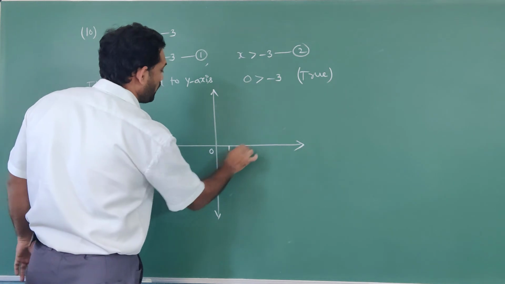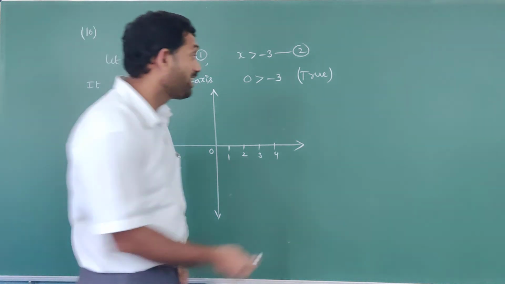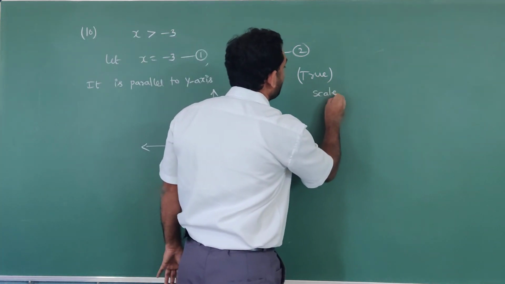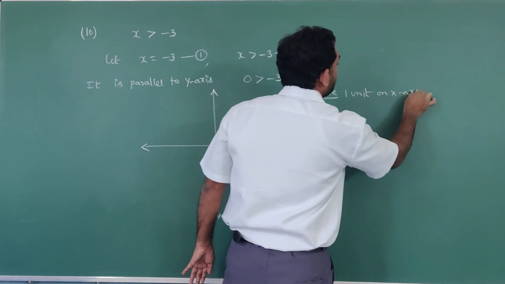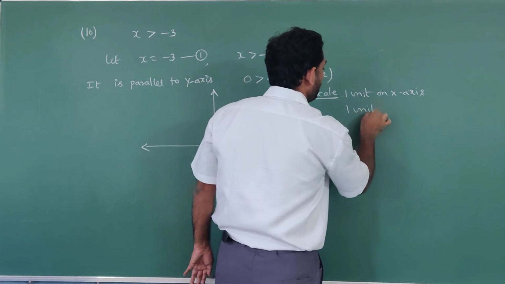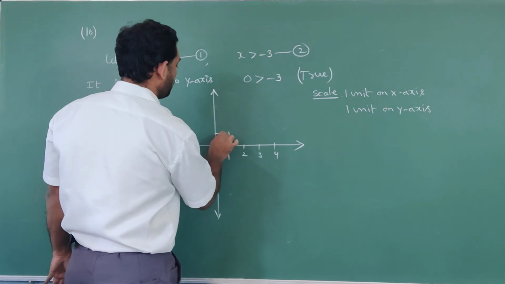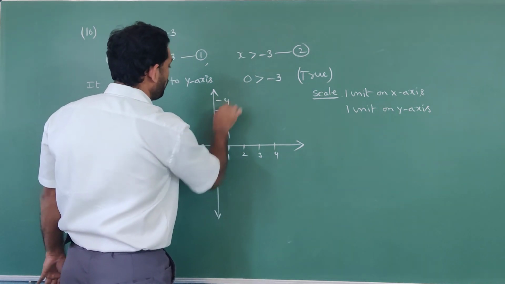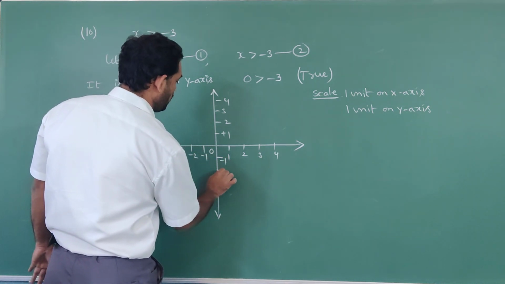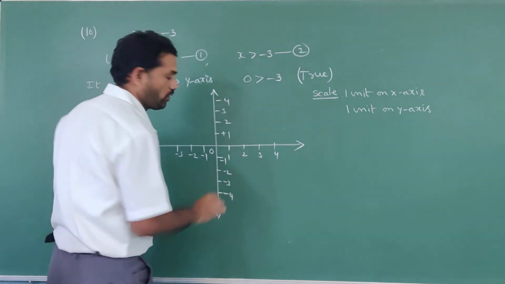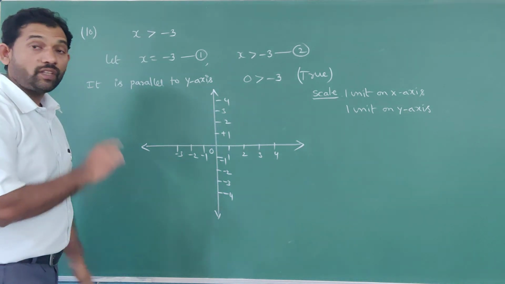0, 1, 2, 3, 4. Now every time you have to write the scale. Scale is compulsory. 1 unit on x-axis, 1 unit on y-axis. Plus 1, 2, 3, 4. Minus 1, minus 2, minus 3. Understand? Now what we have to do?